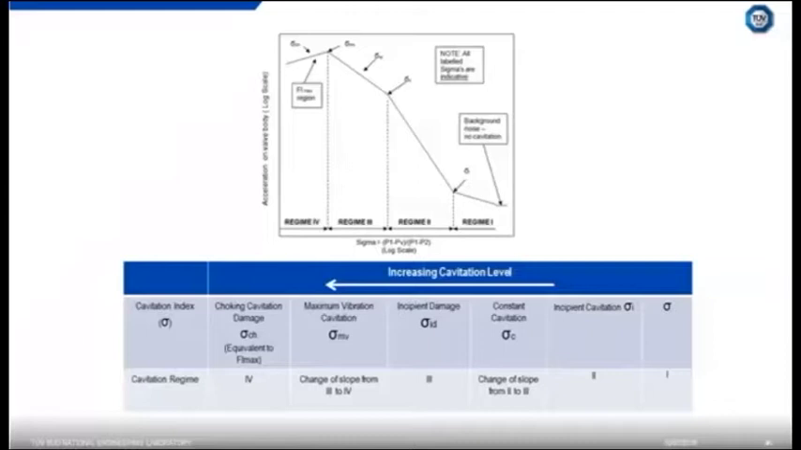The vibration levels will reach a maximum, and you'll have significant damage at this point as well. And then you get what's known as choking cavitation damage. So this is basically cavitation fully developed. You might get a slight drop in noise levels because the vapor formation is so large that some of these vapor bubbles actually absorb the noise. But at this stage, you get no further increase in flow rate. So your flow is fully choked, and you've got significant cavitation damage.